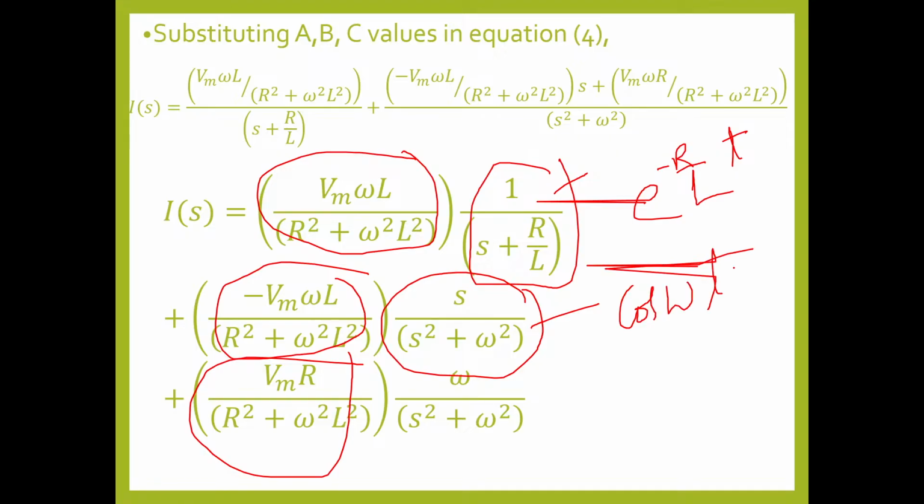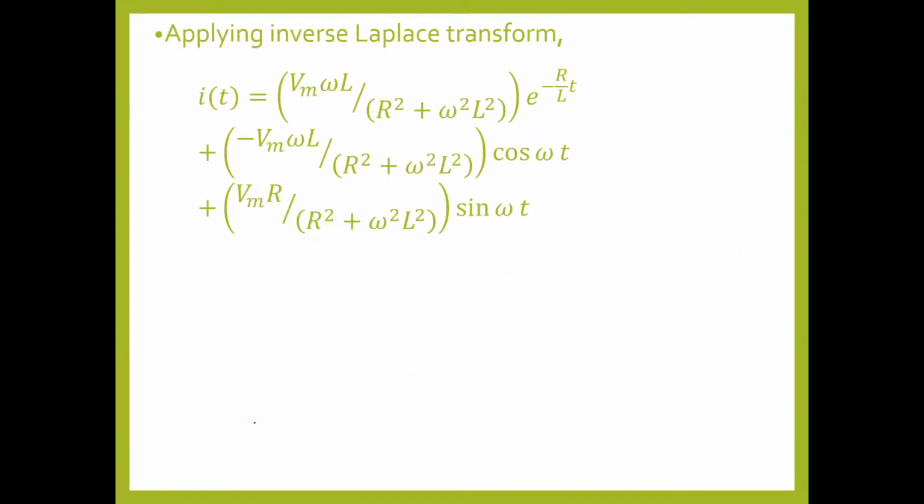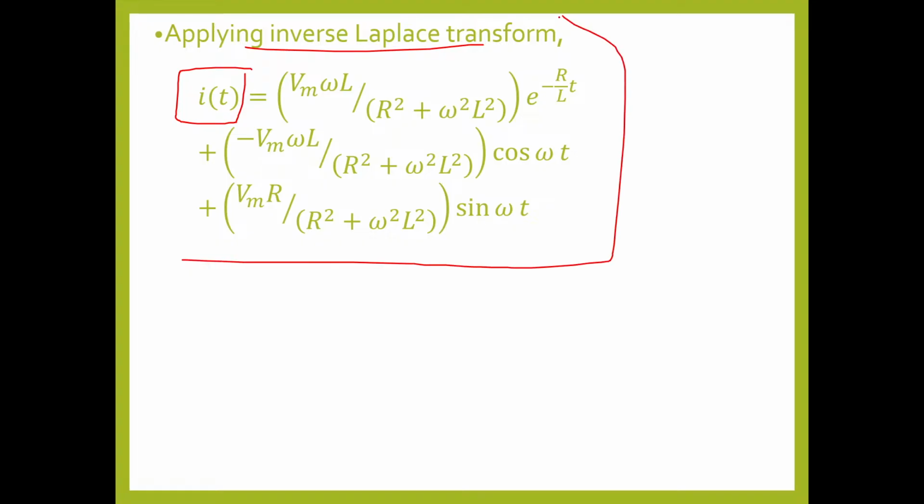Next again, determine the inverse Laplace of omega by s square plus omega square. So you will get sin omega t. If you know these formulas, you can easily simplify it. So take the inverse Laplace, you will get the current equation. I of s will become I of t. So this is the current equation for RL circuit using Laplace transformation.